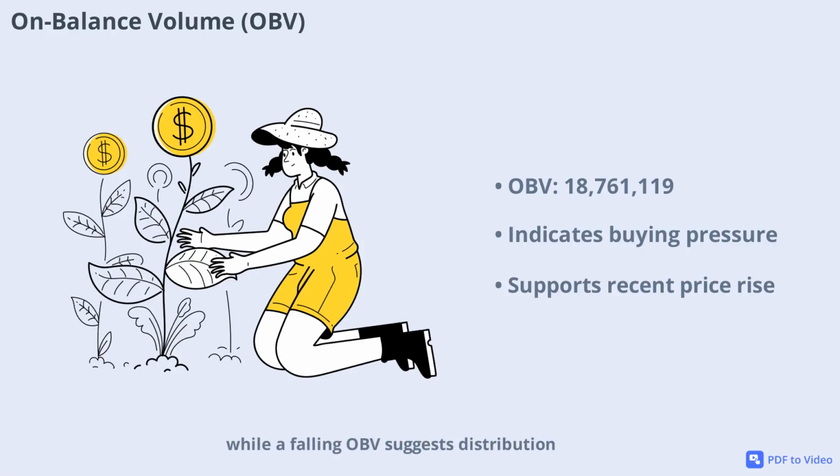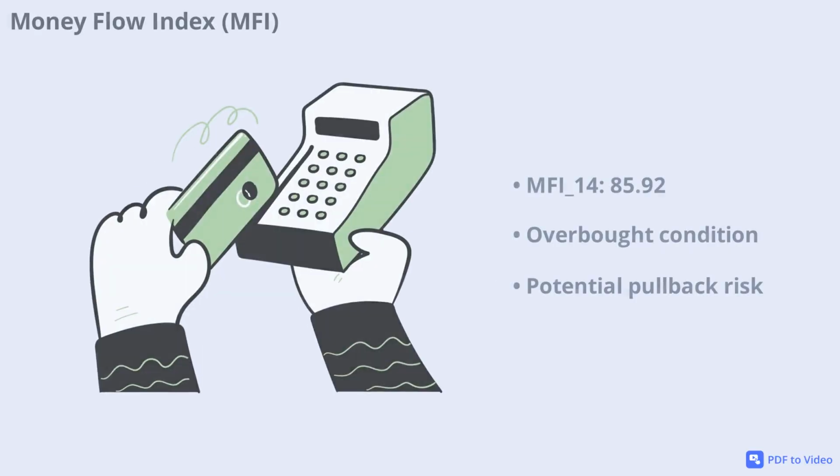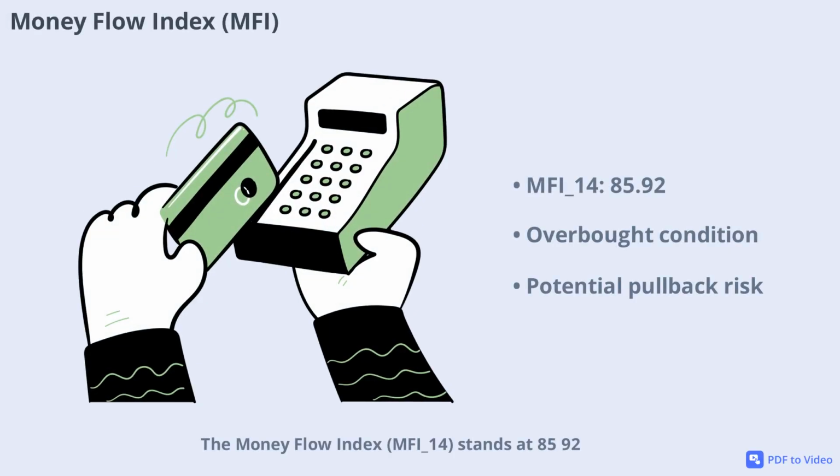A rising OBV can indicate accumulation, while a falling OBV suggests distribution. The current high OBV suggests that there has been significant buying interest recently, possibly supporting the recent price jump. The Money Flow Index, MFI14, stands at 85.92, which is well into the overbought territory. MFI combines price and volume data to identify buying and selling pressure.